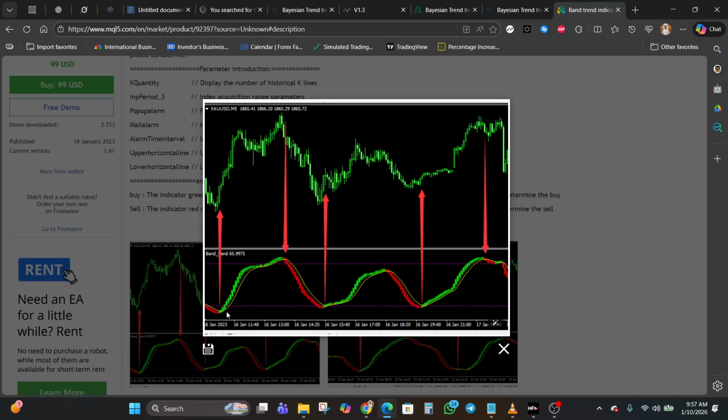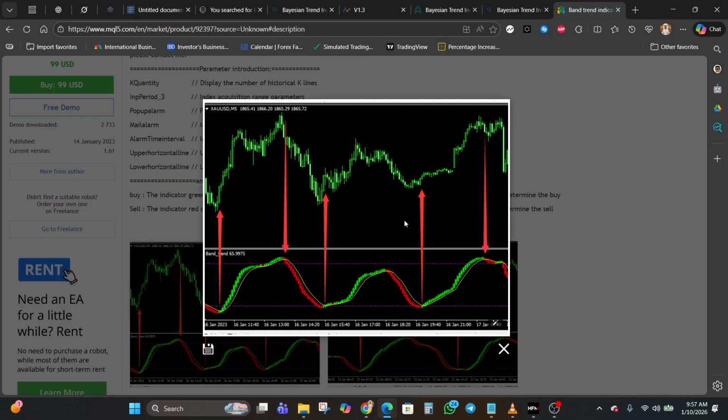So when it is green in color, you know that it's a bullish momentum, especially when it crosses above this oversold level. So when the oscillator climbs above the oversold level and is green in color, it's a signal to buy. On the other hand, when the oscillator drops below the overbought level and is red in color, it's a signal to sell. So it's a pretty straightforward indicator.